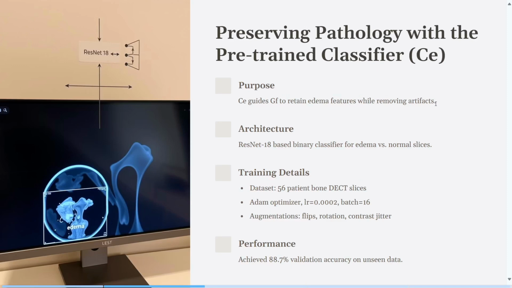Importantly, C is trained before the main GAN is trained, on a dataset of bone DECT images from 56 patients. To overcome data scarcity and imbalance, standard augmentation techniques like rotation and intensity jittering were applied. With this, it achieved an accuracy of 88.7% on a separate validation set, which gives us confidence that it can accurately provide feedback to GF during the GAN training. So this classifier acts like a watchdog, ensuring that meaningful pathology is preserved in the cleaned images.